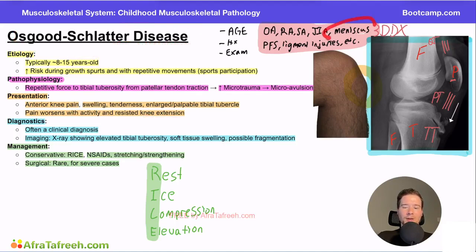If we were thinking about some other things like a meniscus injury, an ACL, PCL, or ligamentous injuries, we'd get some other findings in the question stem as well. However, these were not reported, so we cannot make any assumptions about this. Therefore, the best answer for this patient who's in this approximate age range, in a repetitive sport, and has resisted knee extension pain, along with a palpable tibial tubercle, is that they most likely have Osgood-Schlatter disease.